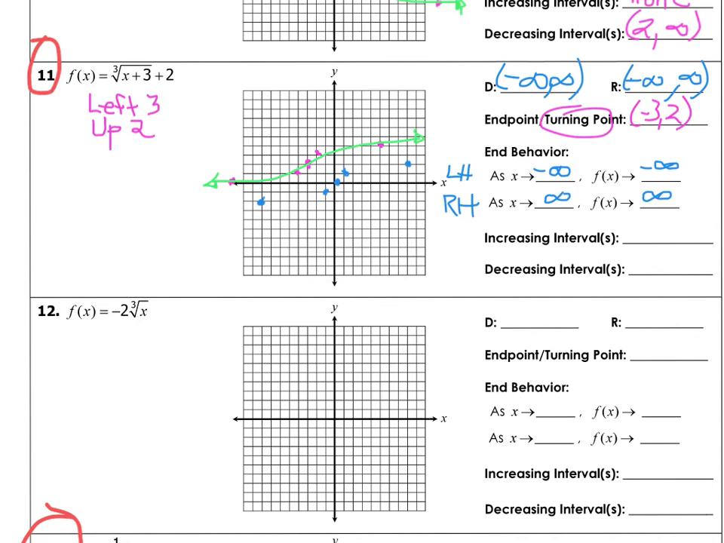Okay, so increase and decreasing intervals. The turning point is where you kind of have to look. So here's the turning point. I'm going to kind of cut the x-axis right here at the turning point.